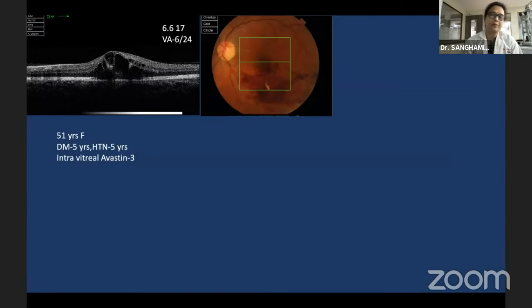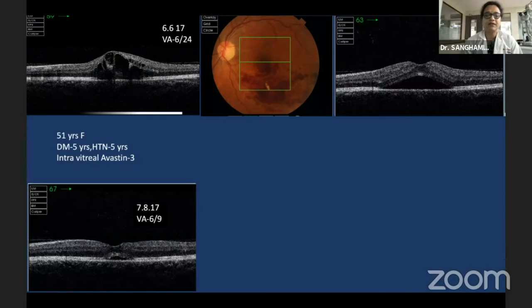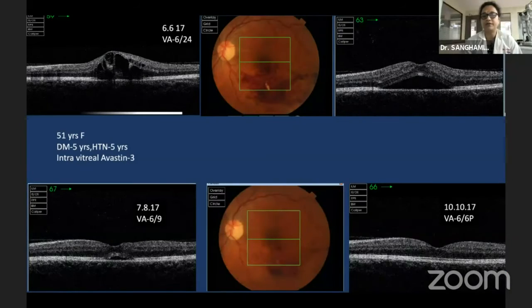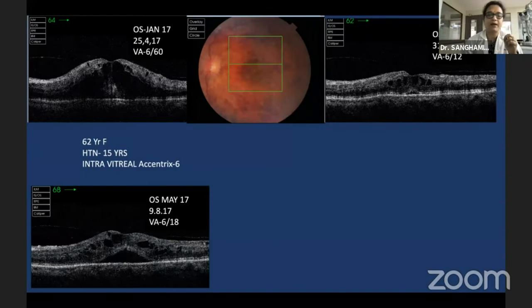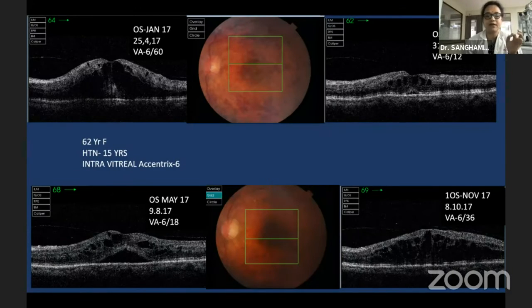It helps in following up the patients also, as in this case of a BRVO, which was a 55-year-old female, diabetic and hypertensive. After 3 injections of anti-VEGF, the vision improves to 6/6. So it helps us to follow up our cases as well as show our patients the progression of the disease. This was a 62-year-old female, a central retinal vein occlusion. In spite of 6 injections of anti-VEGF, still there is persistent macular edema. There's waxing and waning of the macular edema in between. So again, it helps us in follow-up and explaining the prognosis to the patient.